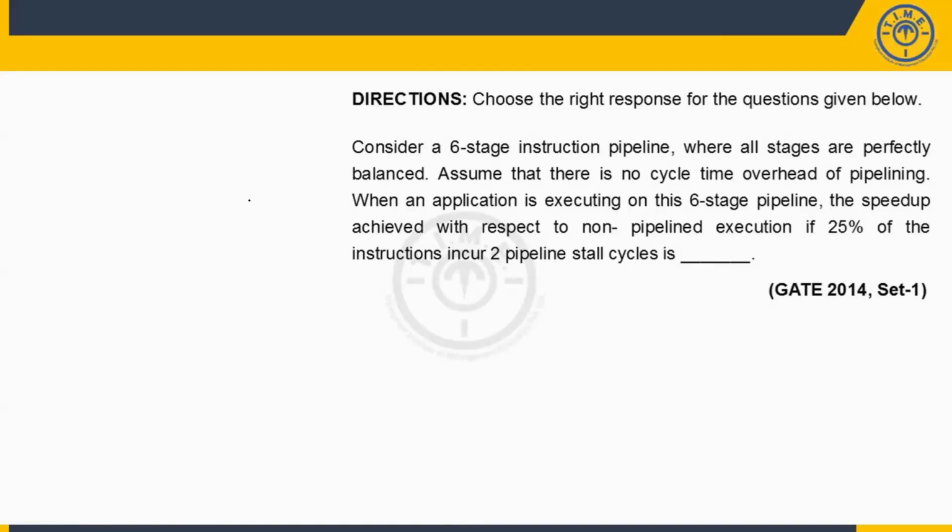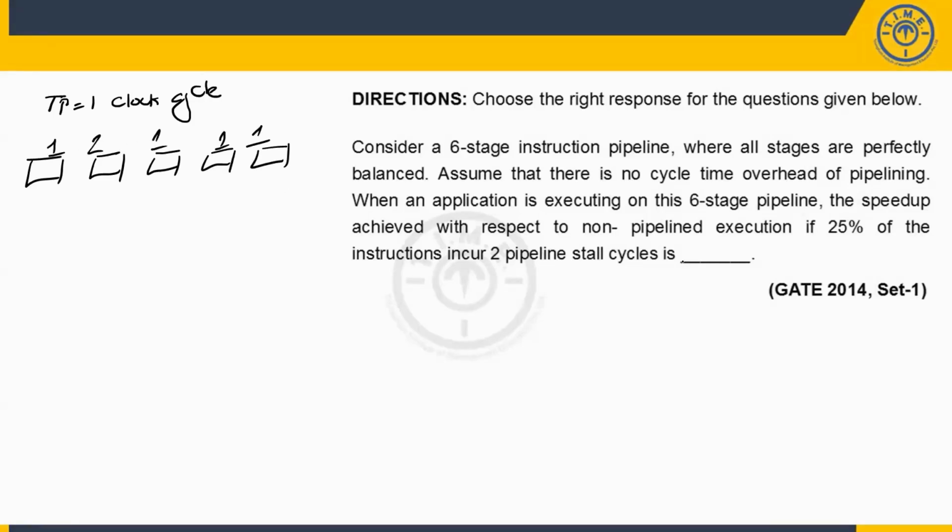Now, here again, we're asked for the instruction pipeline. There are 6 stages. In 6 stages, if it is perfectly balanced, TP is equal to 1 clock cycle, because when you have multiple stages, each stage is expected to take only 1 clock cycle. There is something called perfectly balanced. If it is perfectly balanced, each stage is expected to take only 1 clock cycle. So the pipeline time TP is equal to 1 clock cycle.